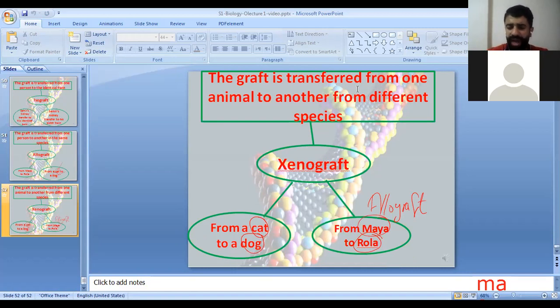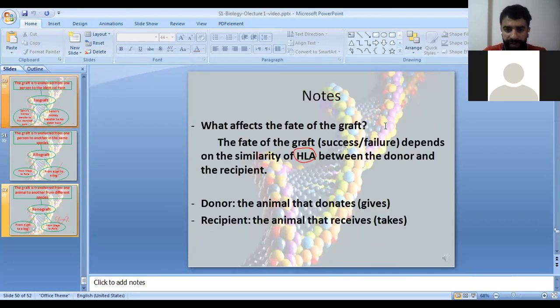These are the different types of graft. So we have four: autograft within the same body, isograft between identical twins, allograft between different individuals of the same species, and xenograft between different individuals belonging to different species.